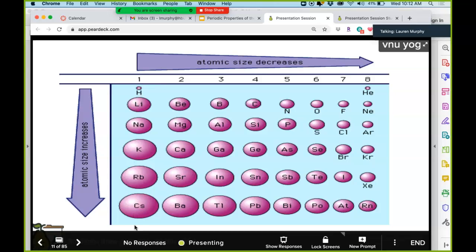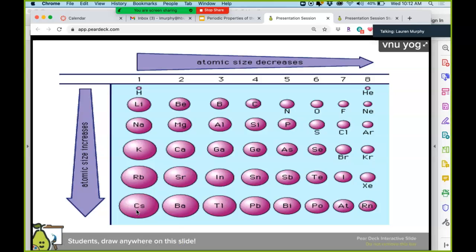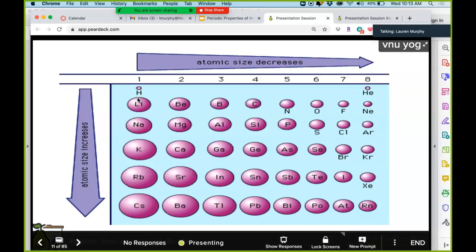Now, as you go from top to bottom, yes, your nucleus gets more and more protons, but it also gets more and more shells of electrons. Those shells shield or screen the nucleus from being able to attract those valence electrons, and so it's not able to pull in as tightly. So as you gain more shells of electrons, the atom gets larger and larger.